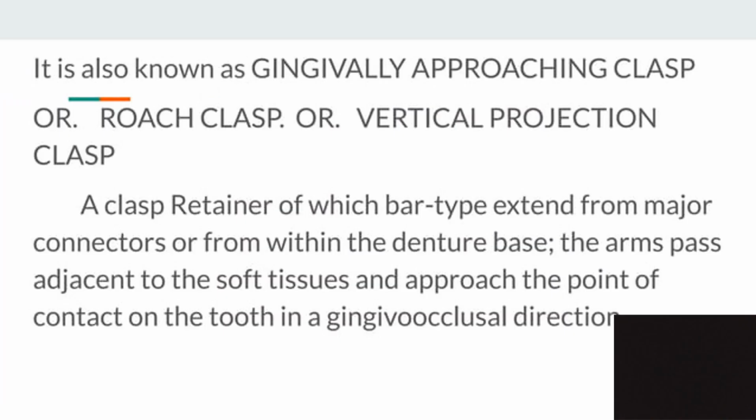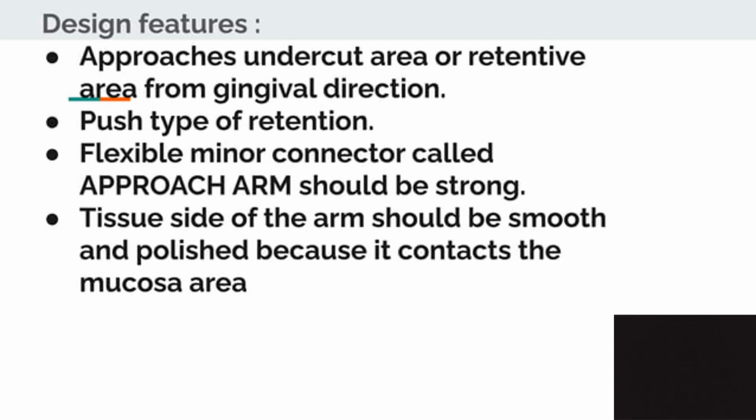We are going to see about the bar clasp. The bar clasp is also known as the gingivally approaching clasp, Roach clasp, or vertical projection clasp. This clasp retainer of bar type extends from the major connector or from within the denture base. Its arm passes adjacent to the soft tissue and approaches a point of contact on the tooth in the gingivo-occlusal direction.